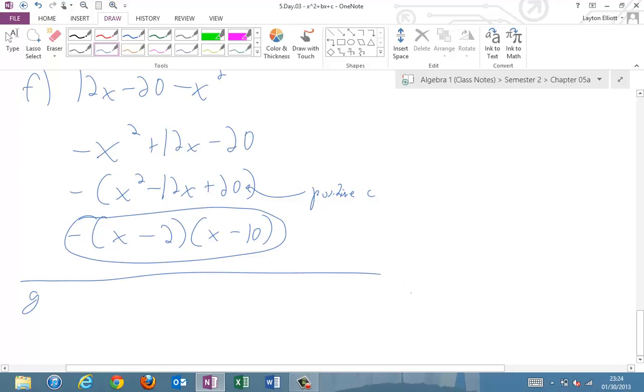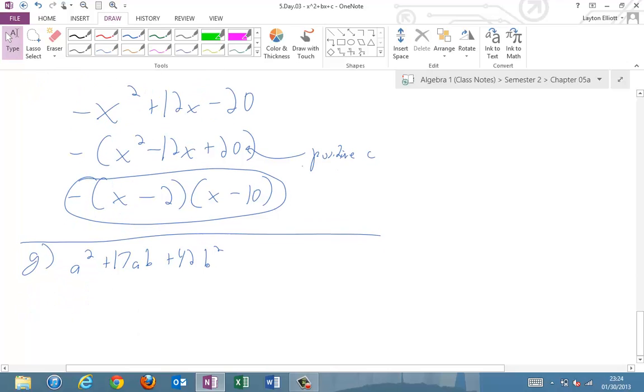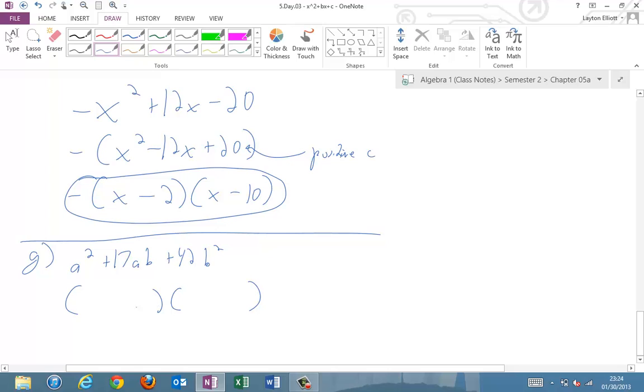A couple more. We're going to do a squared plus 17ab plus 42b squared. This is another case where our first and our last term have variables in there. That should not be a big deal. When we split it up, I just know this is going to be an a, and this is going to be a b, and this is going to be an a, and this is going to be a b. And they're all positive, which is nice. With positive c values, we just look to see what multiplies to 42 but adds to 17.